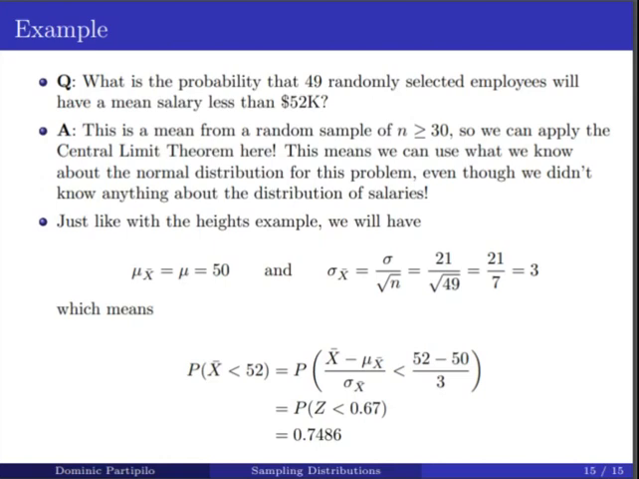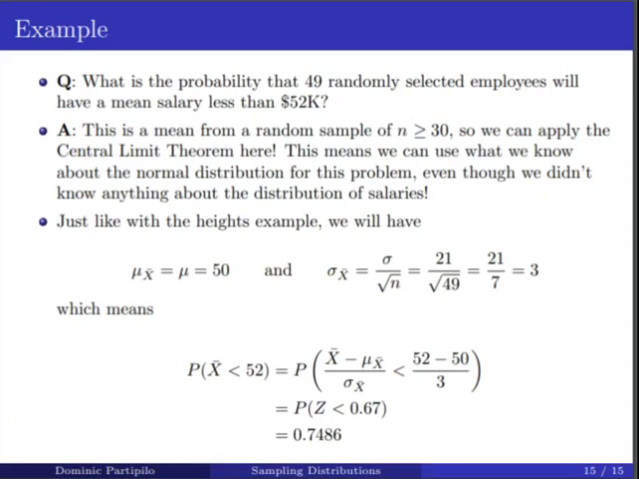So just like with the heights example, we'll have the mean of X bar equal to mu, which is 50,000, and the standard deviation of X bar is going to be sigma over the square root of n. And remember, the standard deviation of the salaries was 21, and our sample size is 49. So this is going to be 21 over 7, or 3.